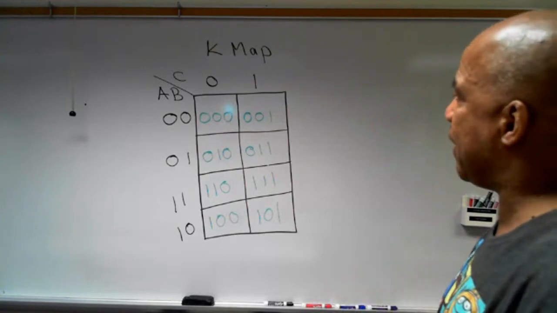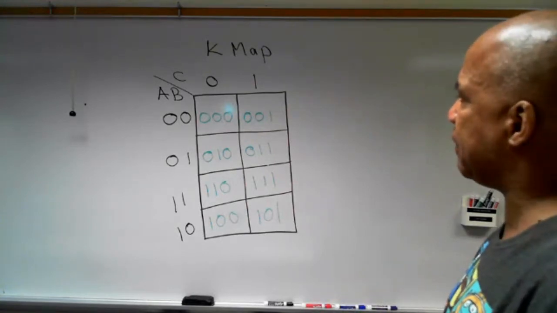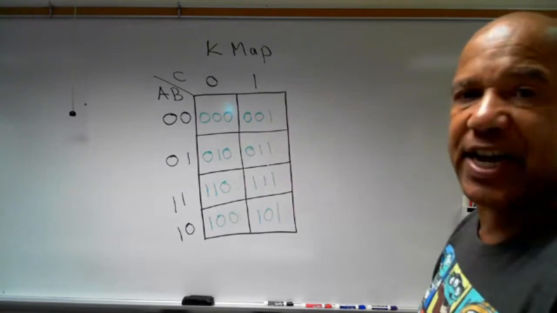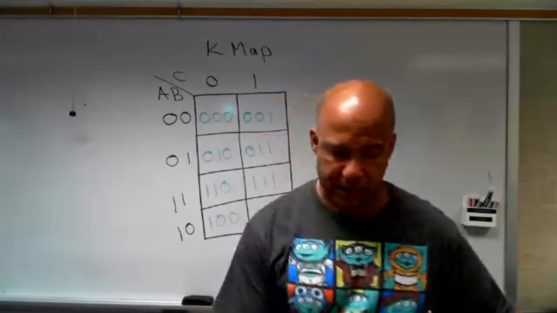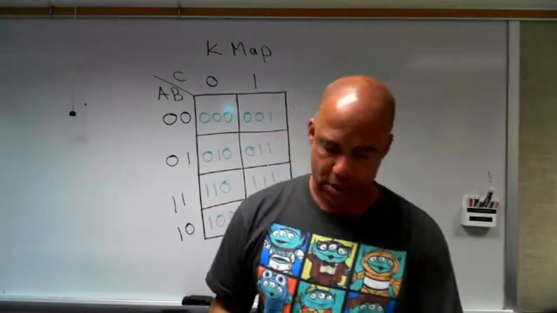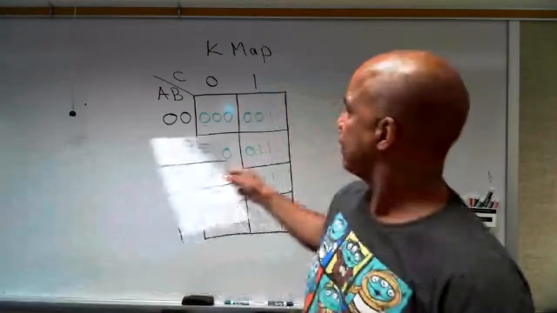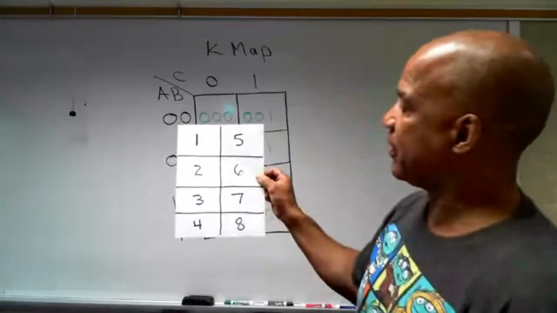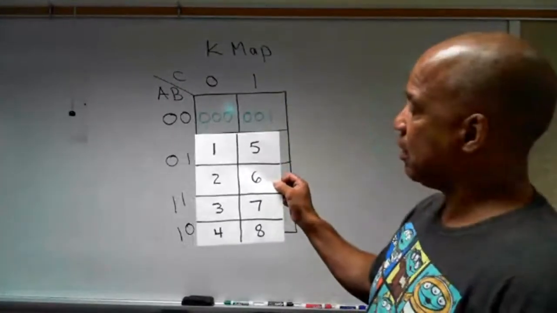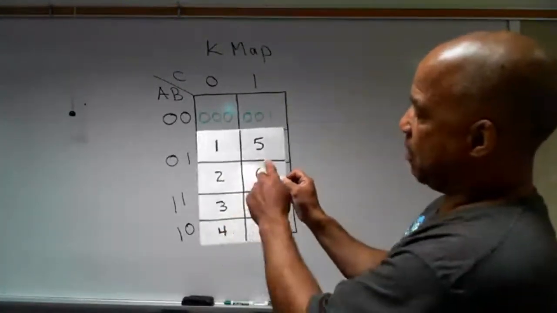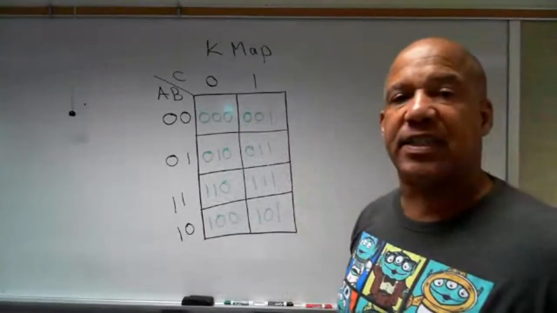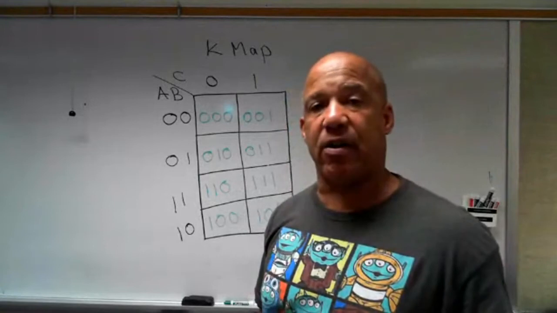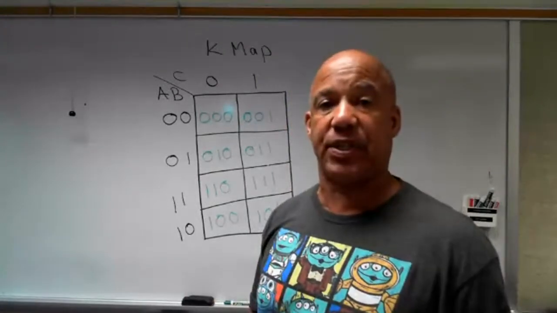The next thing to talk about with a K-map is something called adjacency. I don't know if this will show up in the camera or not, but I made a K-map where I numbered the cells with decimal numbers. So I've got cells 1, 2, 3, 4, and so forth. If you can see that, an adjacency, or adjacent cells, are cells that are directly next to each other.